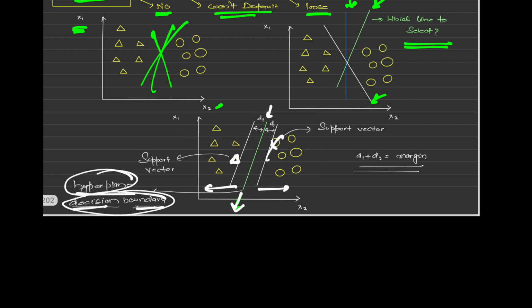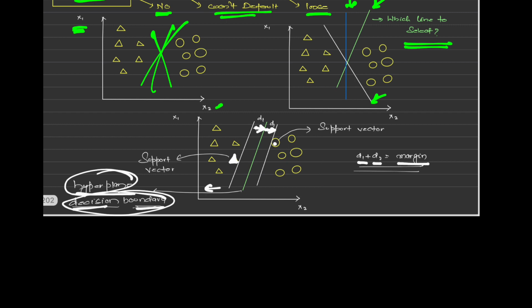Now what you will do, you will plot a parallel line from these support vectors. So you can see for this triangle, which is the nearest triangle to this line, I plotted a line parallel to the hyperplane or the decision boundary. Okay. Now this D1 and D2 are the distances from the hyperplane to the lines that you plotted from the support vectors. What is a support vector? The nearest circle or the nearest triangle to the hyperplane. Now the sum of D1 and D2 is called the margin.